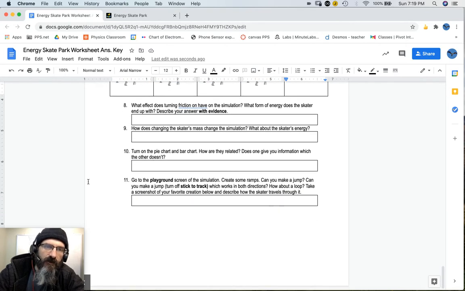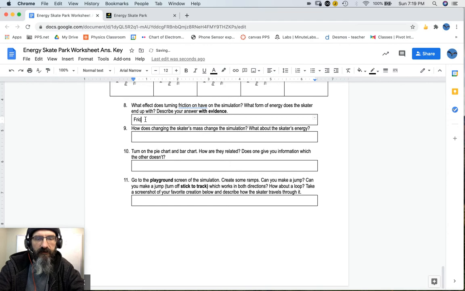All right. What effect does turning friction on have on the simulation? What form of energy does the skater end up with? So, friction causes the skater to slow down, I suppose, and lose the, well, they're not really losing energy, but it causes them to slow down. They are losing that sort of momentum that they had. Let's say that. Lose momentum.